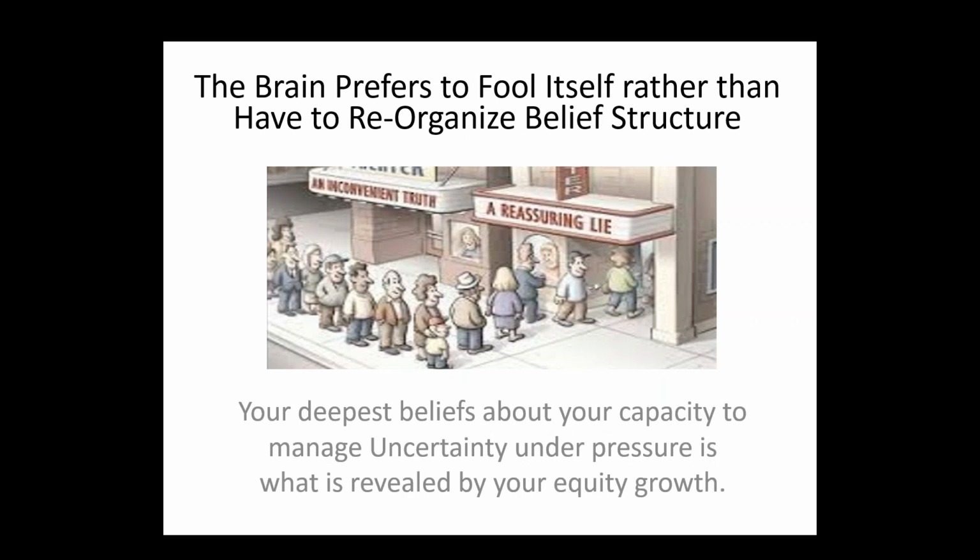This is one of the best cartoons there is. What you're looking at is this. This is exactly what the brain will do every time. The brain prefers to fool itself rather than to have to change and reorganize itself for higher functioning. Here you have a reassuring lie: everybody's going to that movie. Everybody wants to see that. They know the end. They know the prediction. They know that the good guys are going to win. They know everything's fine. Rather than the inconvenient truth that nobody knows what in the world is going to happen.